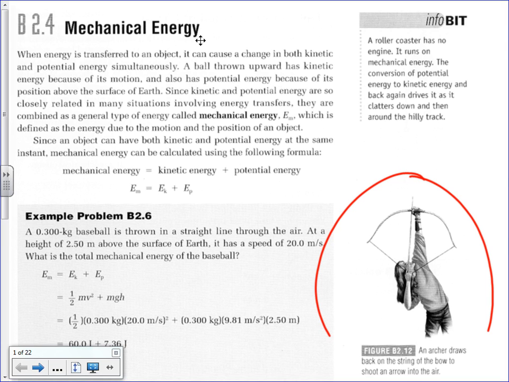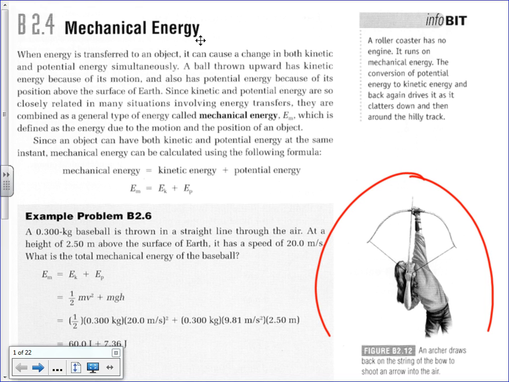So when energy is transferred to an object, it can cause a change in both the kinetic and potential energy simultaneously. Okay, that means at the same time, right? So when you do work to something, you could be changing both, and you are if you accelerate something up a hill. All right. So let's say I've got a ball at the bottom of a hill and I'm rolling it up, and not only am I making it go up the hill, I'm also making it go faster. Okay. I am changing both the kinetic and potential energy of the ball at that time.